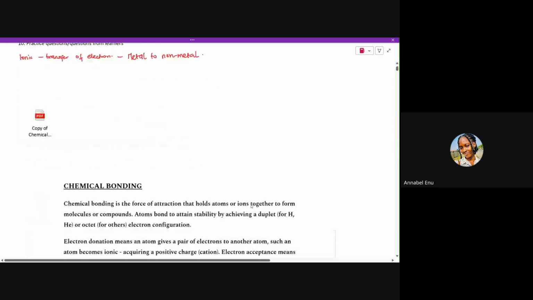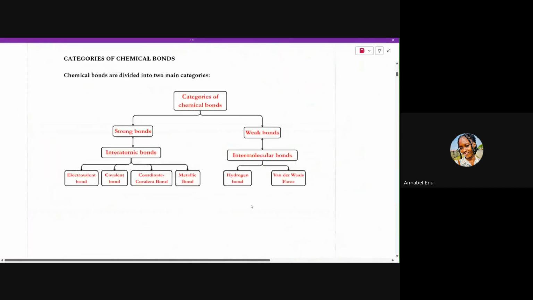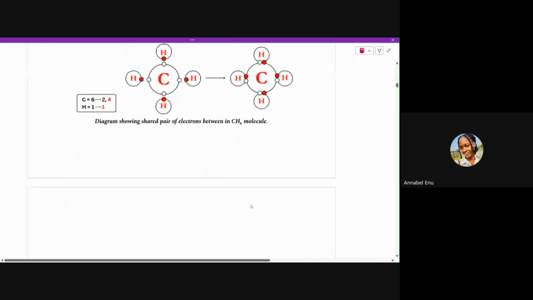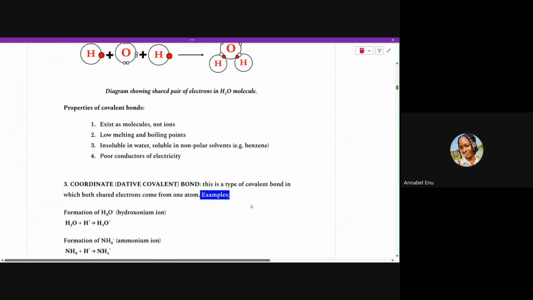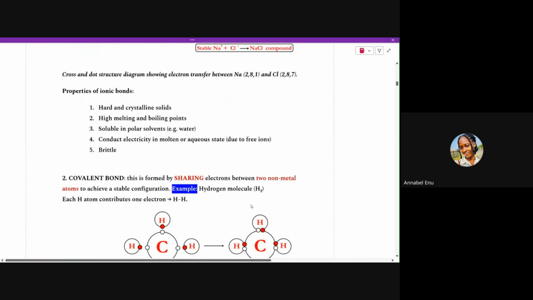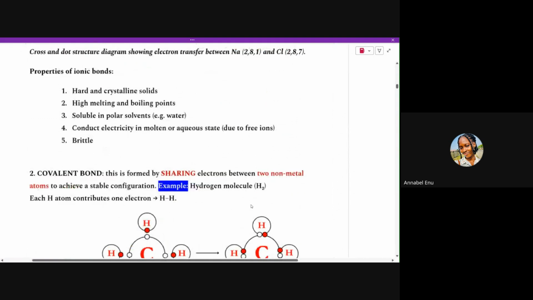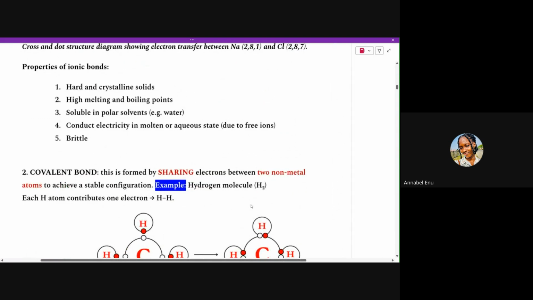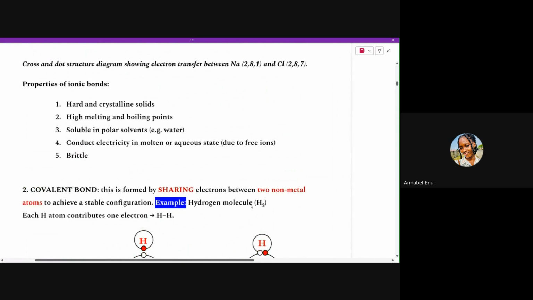Now, properties of ionic bonding. What are some properties of ionic bonding? They are hard and crystalline solids, usually. They also have high melting and boiling points. And also they are soluble in polar solvent. Explaining what polar solvent is another thing for another class.